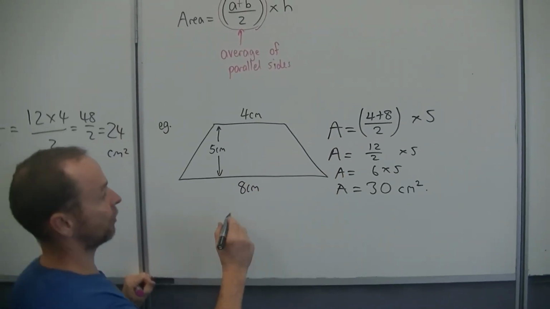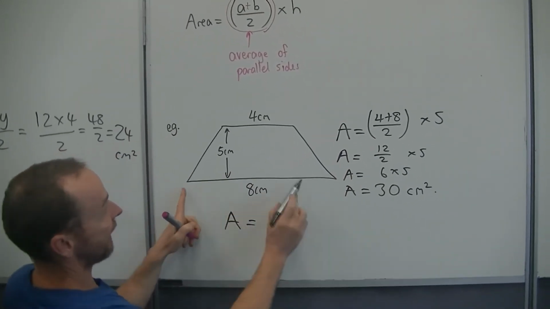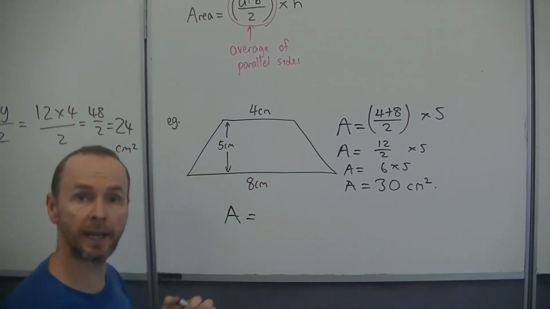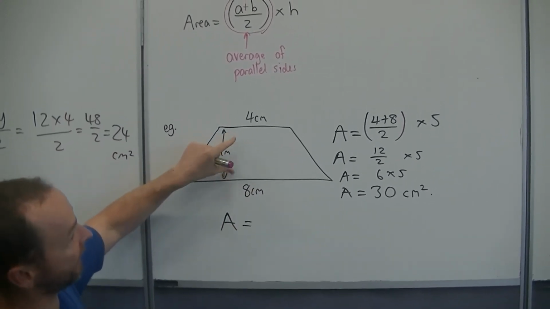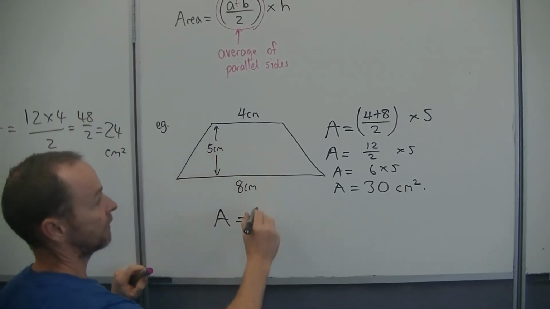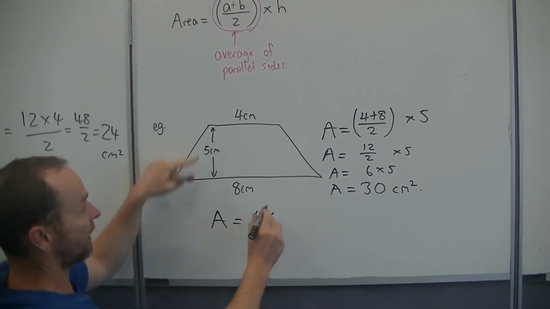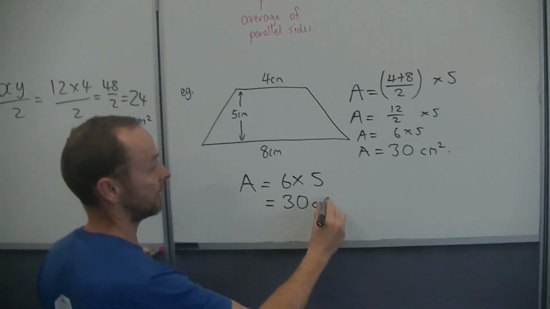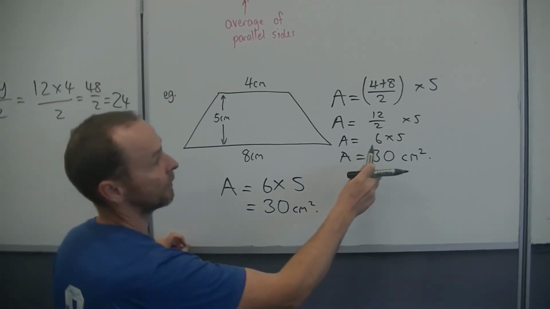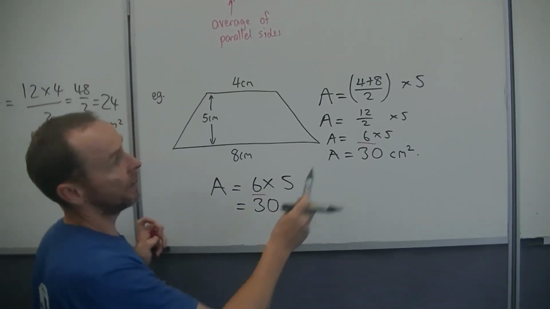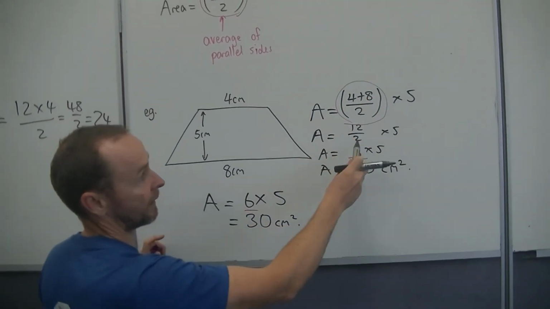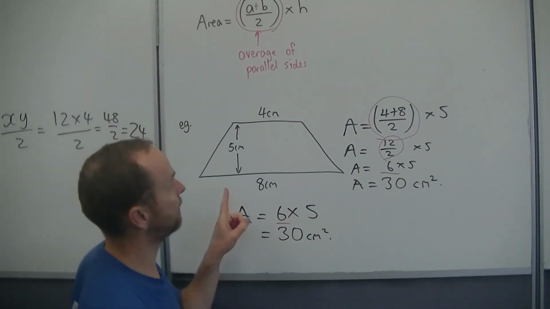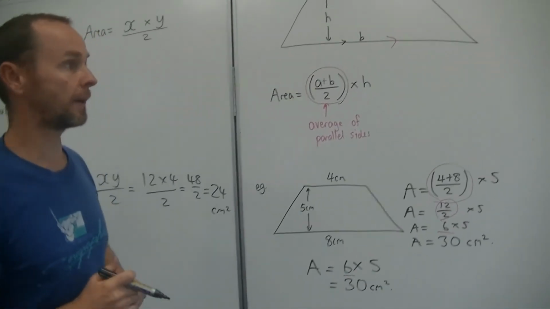But the easier way to do it, the area is the average of 4 and 8. If you do that in your head, mental maths, 4 and 8, the average of those two is 6. So 6 times by the height, which is 5, 6 times 5, which is 30 centimetres squared. And you can see here, we've got 6 and 6 there. It's just that we had to work this bit out to find our 6. See, but if you do that in your head, it makes it a lot easier.